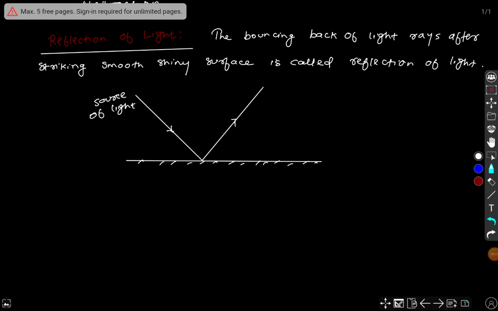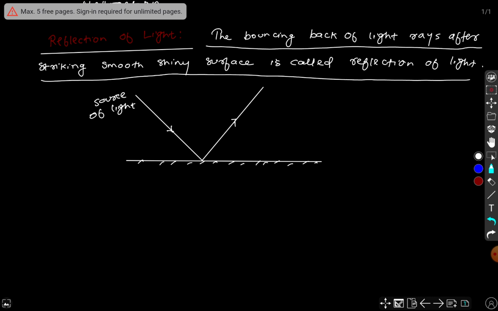Let's start with its definition that you have to write in your examination. The bouncing back of light rays after striking a smooth shiny surface is called reflection of light. Just suppose that there is a source of light producing light, and light from this source travels to this surface, and after striking this surface the light rays bounce back in this direction. Then this whole phenomenon is called reflection of light. The bouncing back of light rays after striking a surface is called reflection of light.